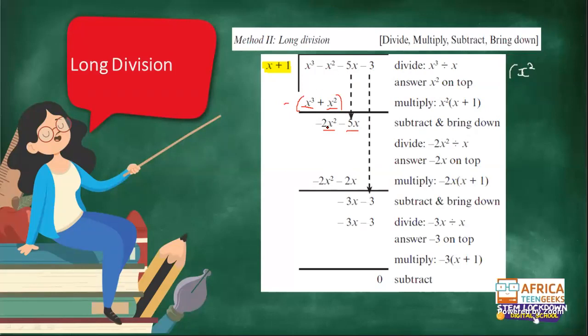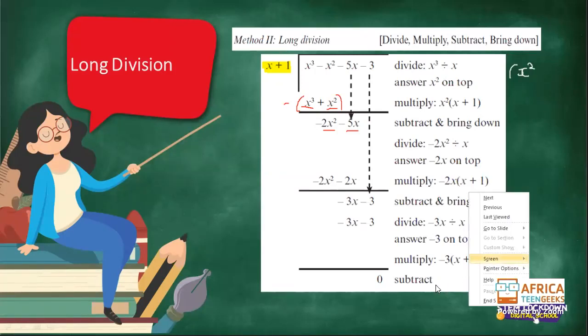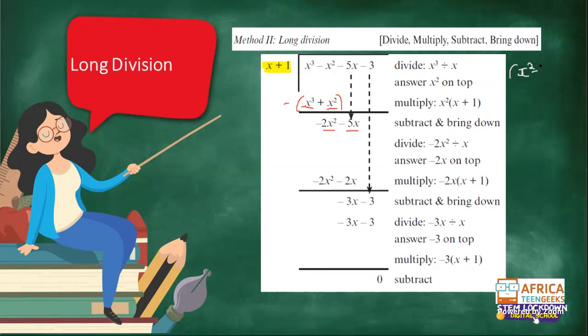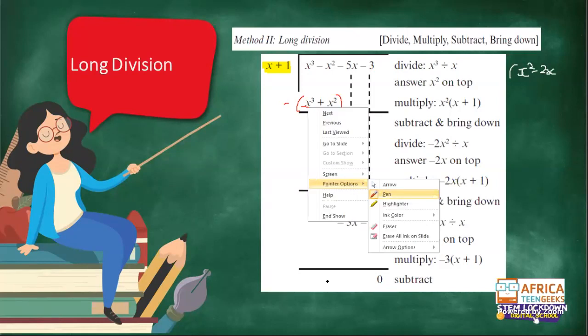Same procedure again. Okay, what is negative 2x squared divide x? Then you get negative 2x. Then you say negative 2x multiplied by x, negative 2x squared, and then you minus again. So you will continue.